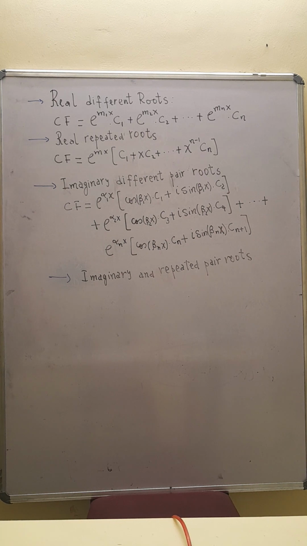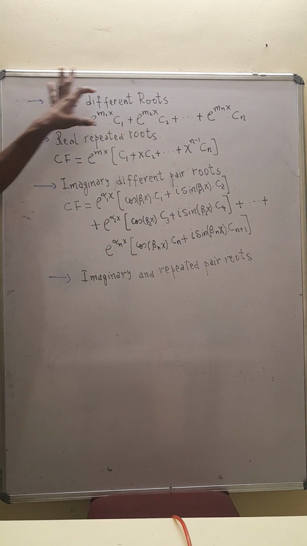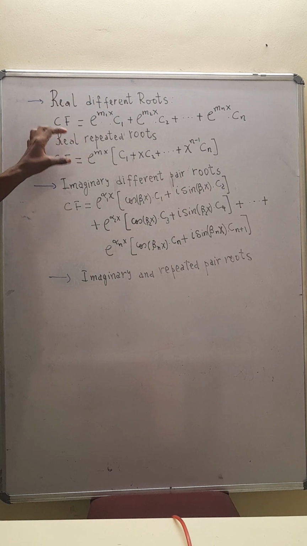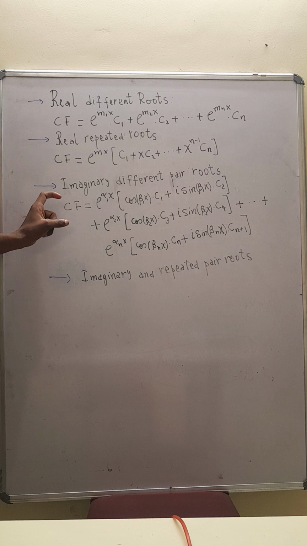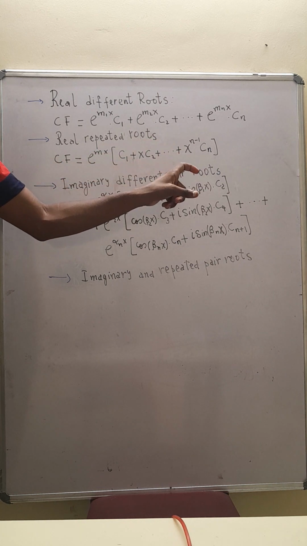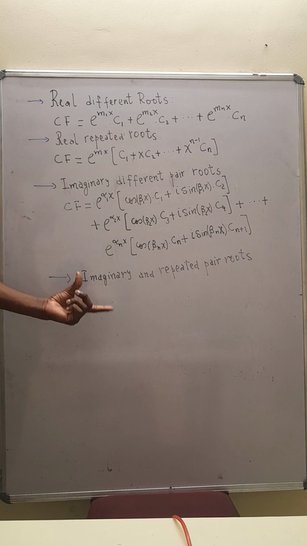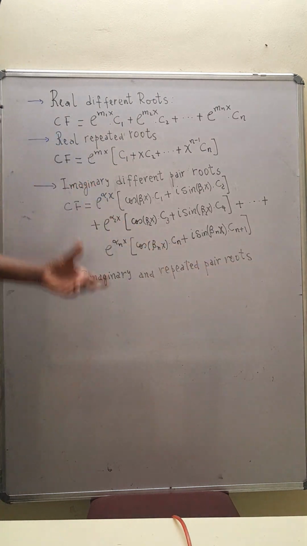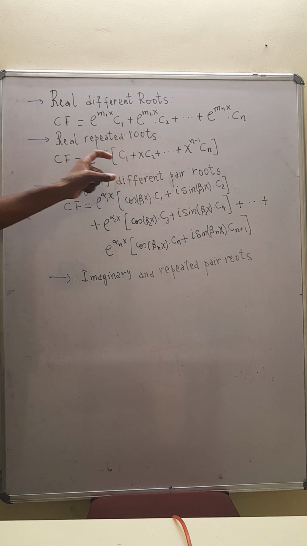I will just compare, by comparison. Because whatever we did in here, we did for this one. The same concept that we did to find real different roots, we used to find imaginary different roots. The same concept we will use to find imaginary and repeated pair roots. It is the same concept used when we found the real repeated roots.